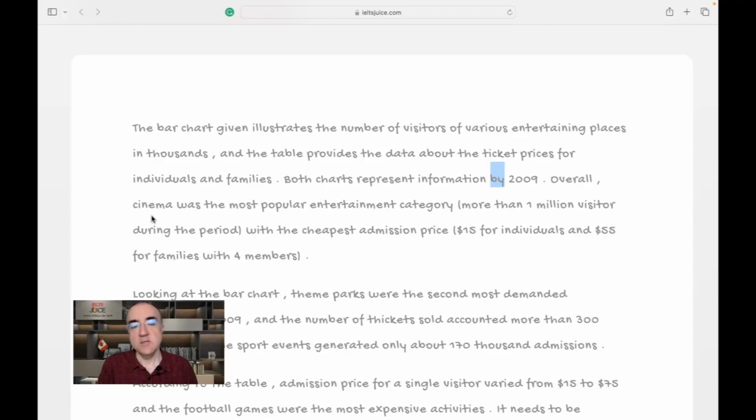Overall, cinema was the most popular entertainment category, more than 1 million visitors, plural, during the period. That's correct. With the cheapest admission price, $15 for individuals and $55 for families with 4 members. Okay.